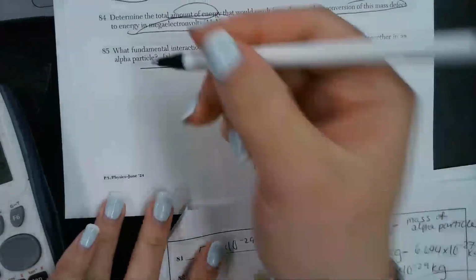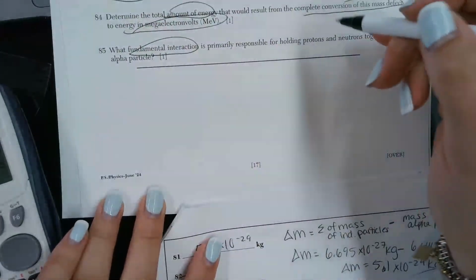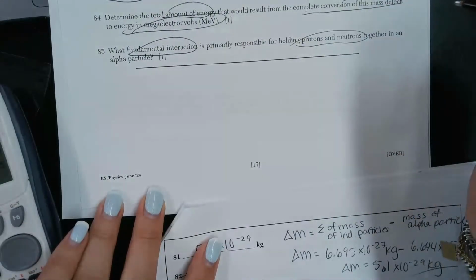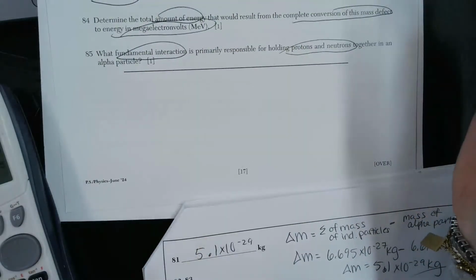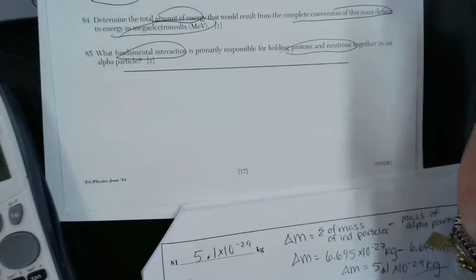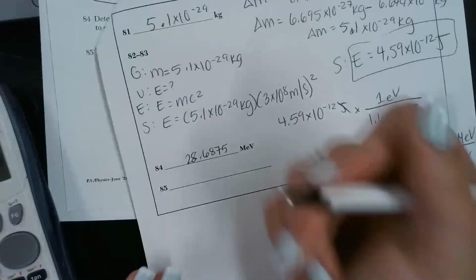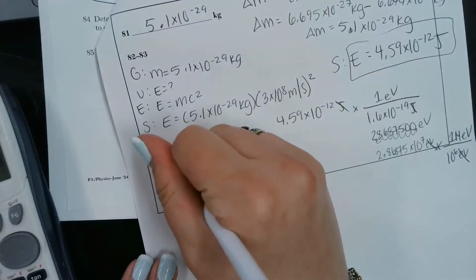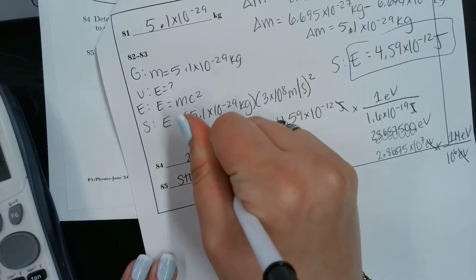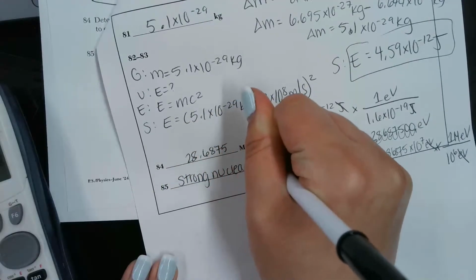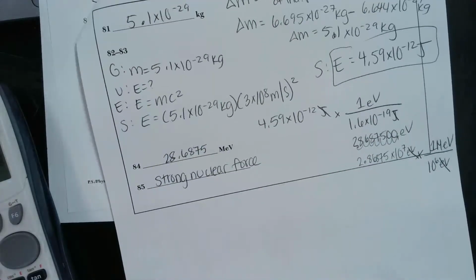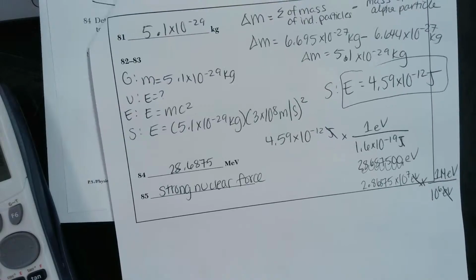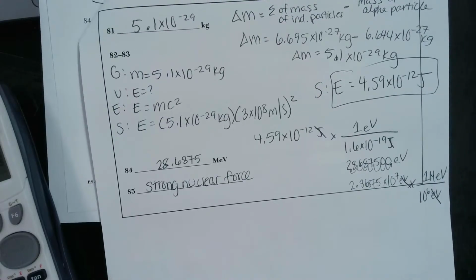And then number 85. What fundamental interaction is primarily responsible for holding the protons and neutrons together in the alpha particle? Protons and neutrons, strong nuclear force. Okay. So you can either write the strong force or you can write strong nuclear force. Okay. And that is the June 2024 physics Regents. It was a little spicy, but nothing super duper terrible.